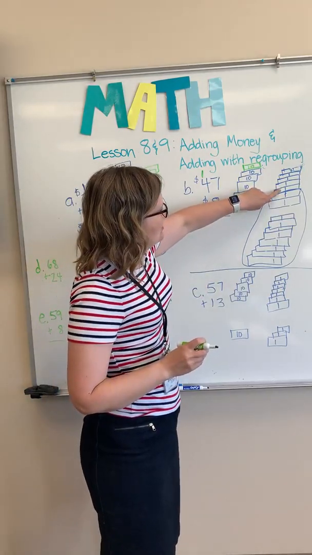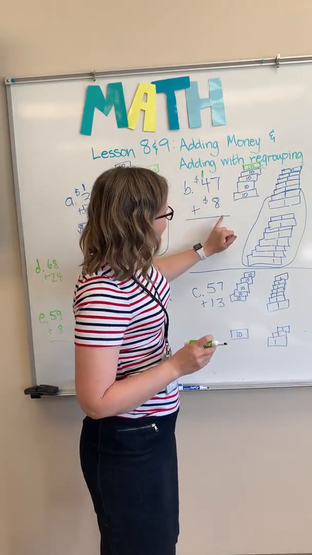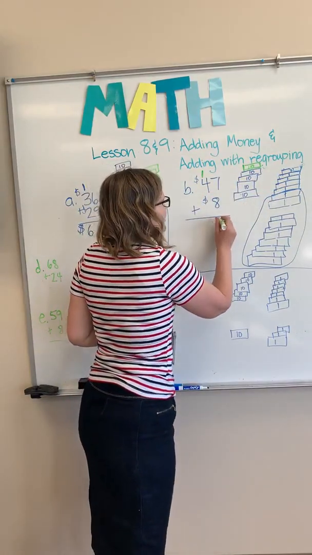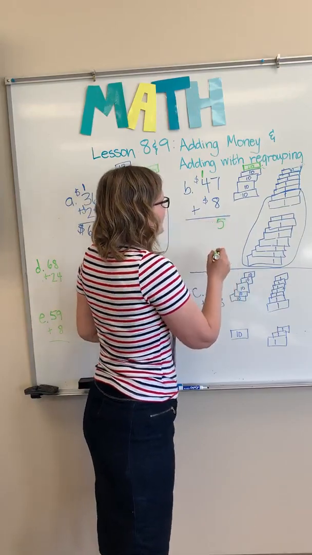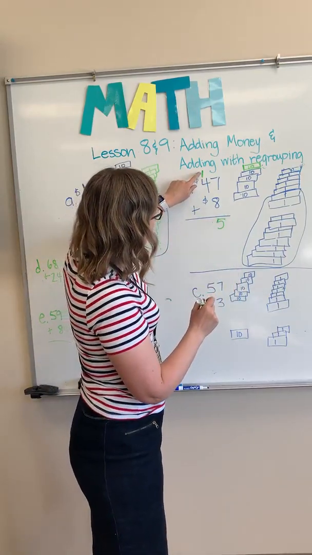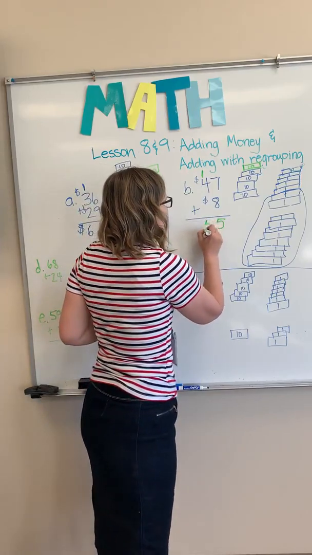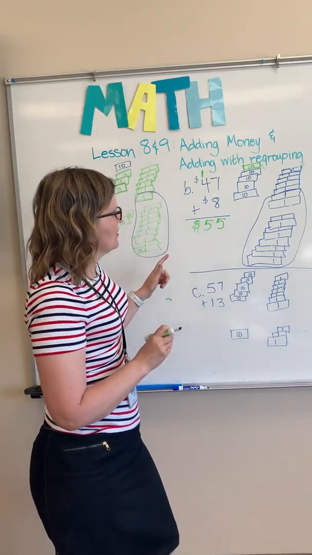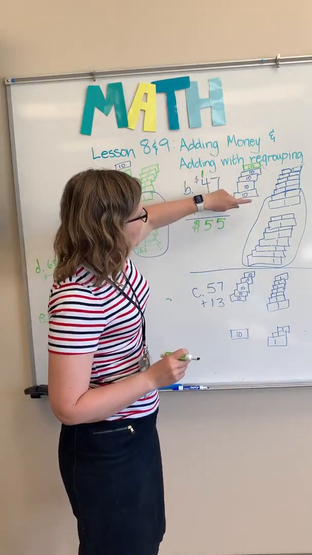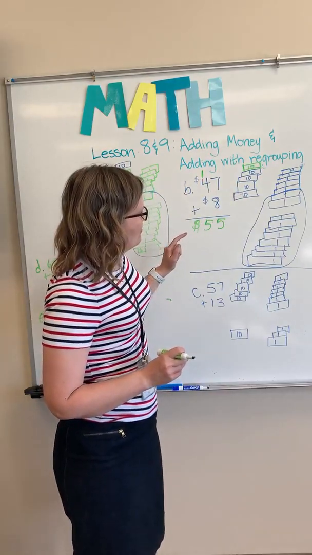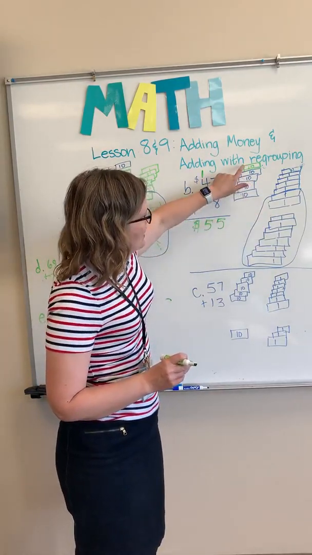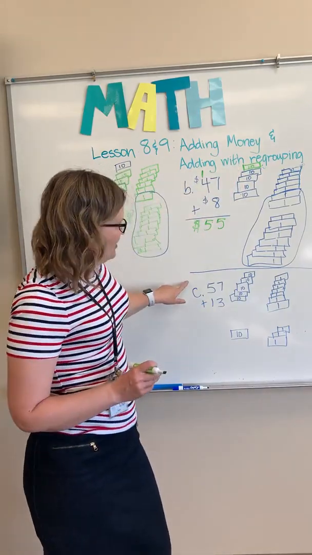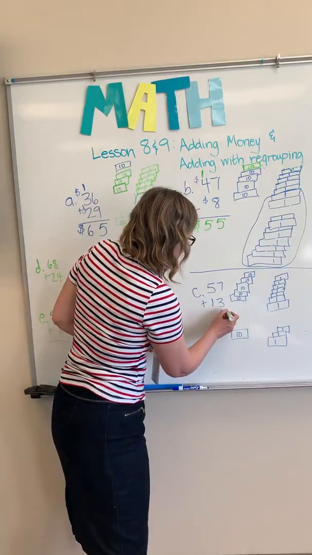Now, how many ones do we have that are staying put? 1, 2, 3, 4, 5. So we say 5. And then our 10 is over here. 1 plus 4 is 5. So our answer is $55. So look and see how that all works. This has become a $10 bill. So handy, isn't it?